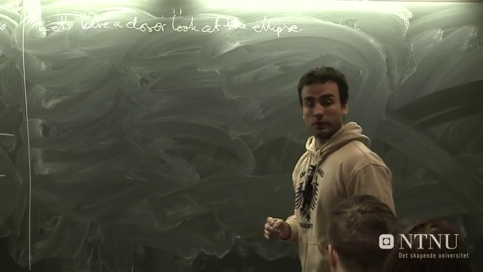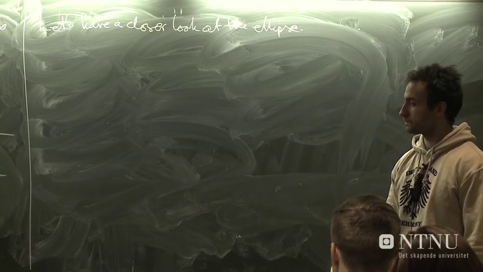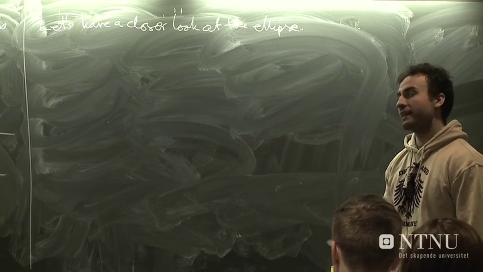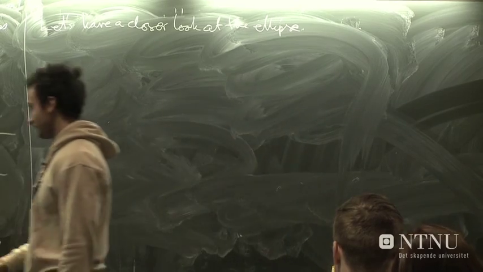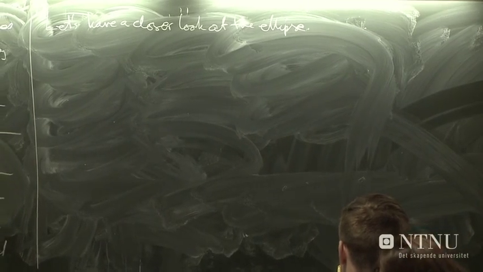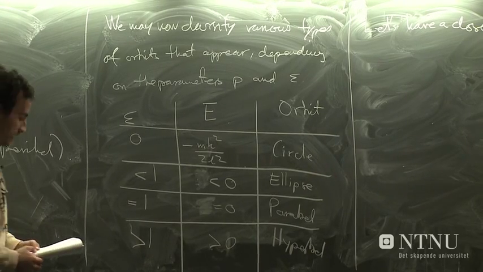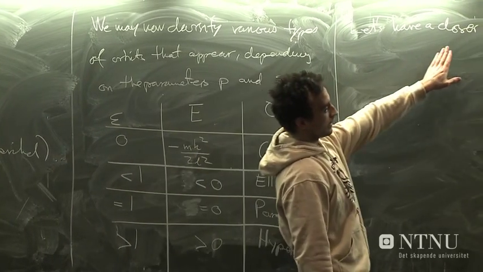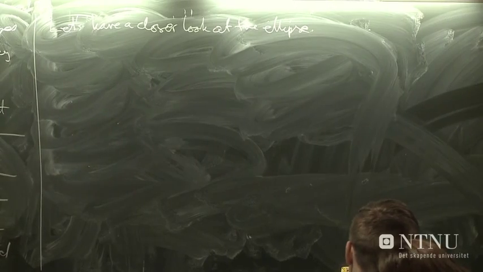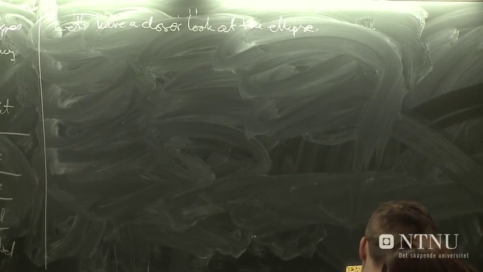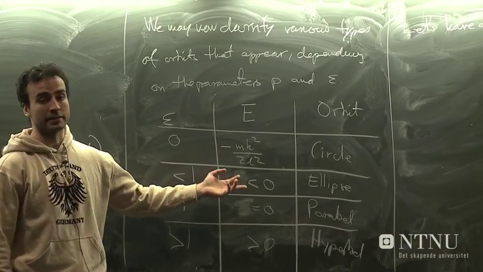So let's have a closer look. Oh, sorry. Yeah. The energy, should it be greater than 0? Yeah, my bad. Sorry. Thanks. So let's have a closer look at the elliptical case, where epsilon is smaller than 1, and correspondingly the energy is smaller than 0.